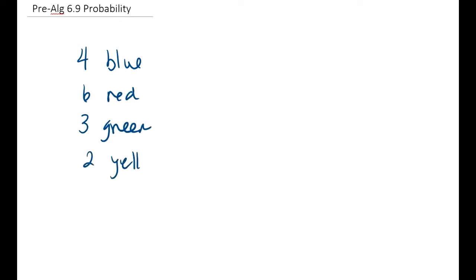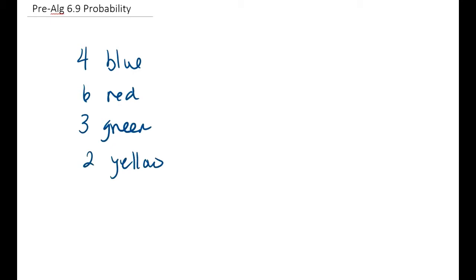So, okay, I'm going to propose 2 different scenarios and work several probabilities from both. The first one has to deal with marbles. And let's say that we have 4 blue marbles and we have 6 red marbles. We have 3 green marbles and we have 2 yellow marbles. Okay, all in a bag.